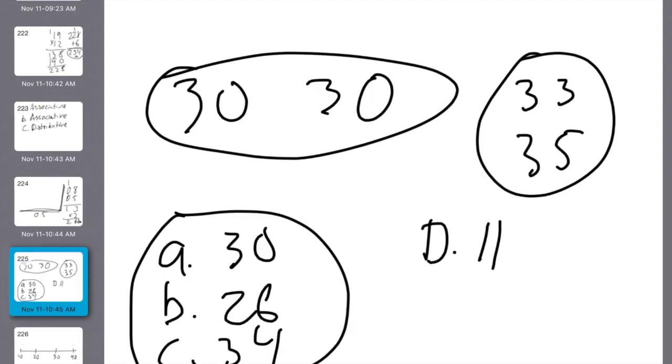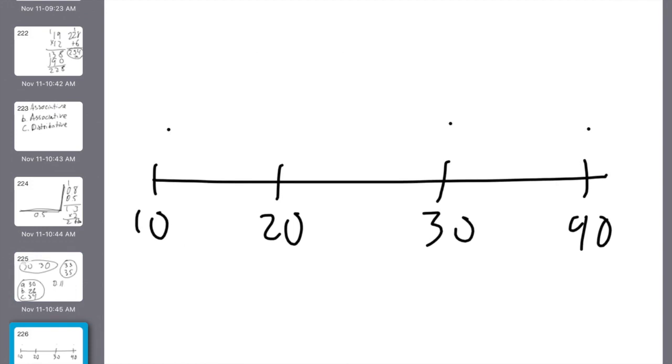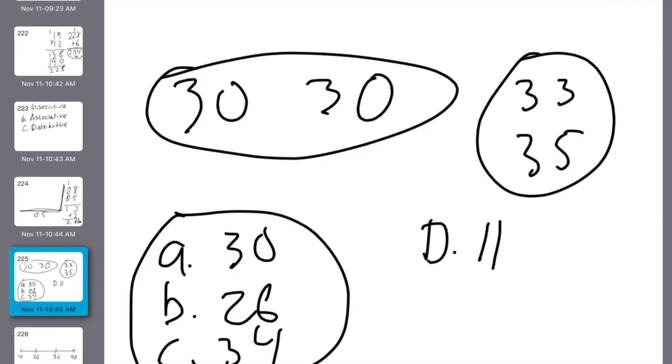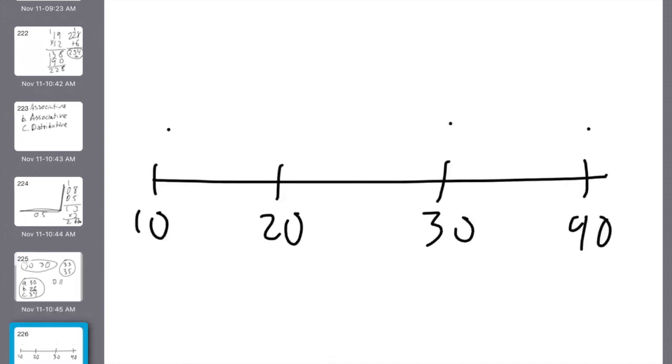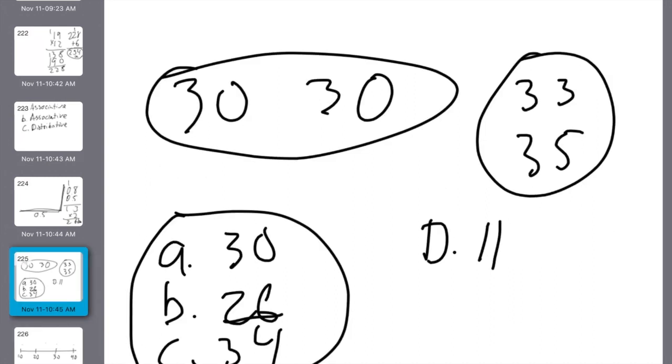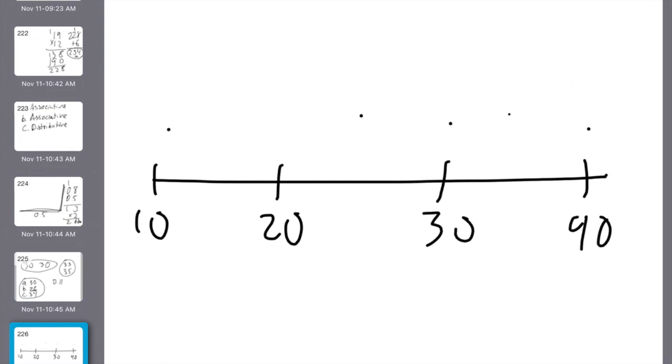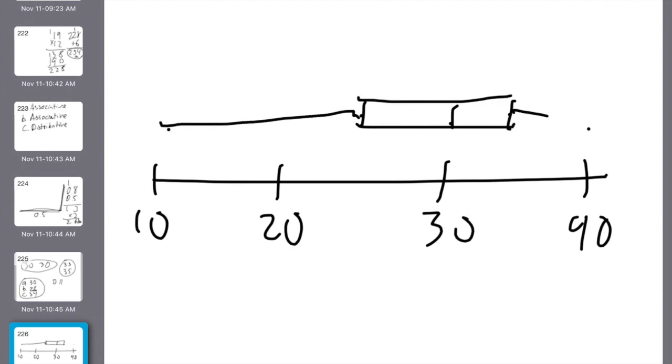Then I go back to my answers from this previous slide, guys. My median is 30, so I put a dot. My first quartile is 26, so I go back and I put a dot. And my last one, my upper quartile, is 34, so I put a dot. Now these middle three, I turn into lines and make my box. And then I go to my extreme.